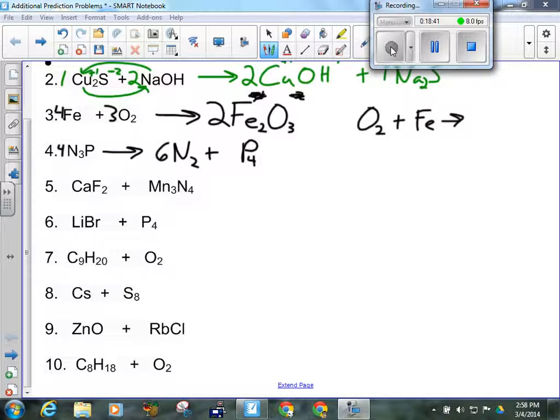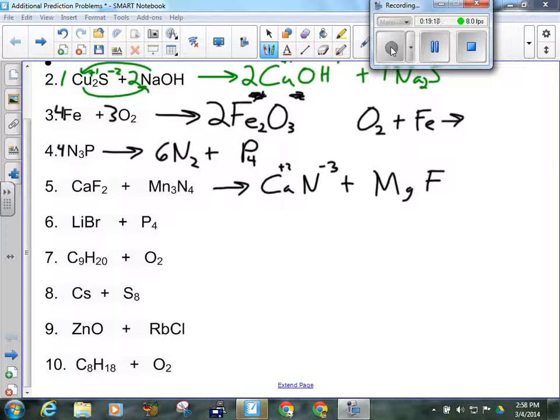So in question number 5, we've got 2 ionic compounds reacting with each other. Reaction is double replacement. Okay, so in a double replacement, we swap the metals. That means calcium's new partner is nitrogen, manganese's new partner is fluorine. What do I always have to do with ionic compounds? Right, find the charges, swap and drop. Nitrogen is a -3, right?